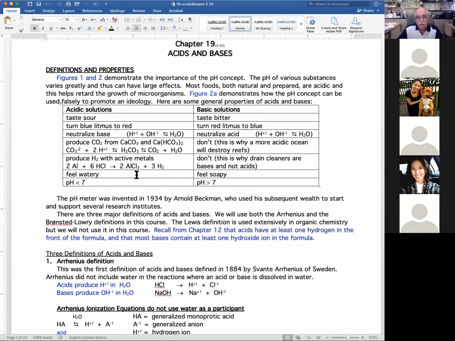And just physically on your hand, acidic solutions just feel like water. But basic solutions feel soapy. They feel like detergents, like laundry detergent. It's really hard to get it off of your fingers. And finally, just the pH differences. Okay.